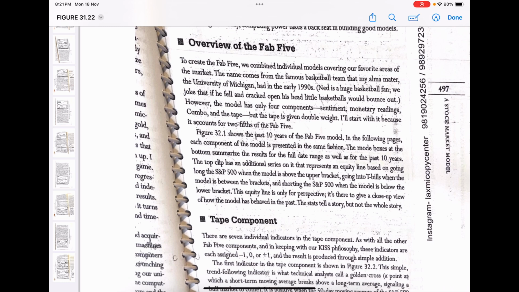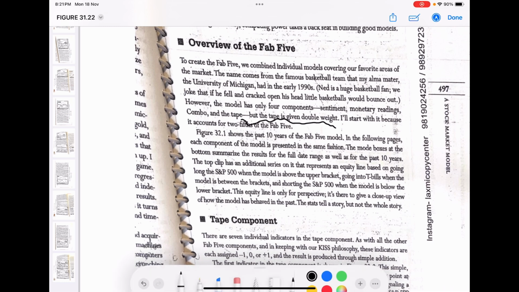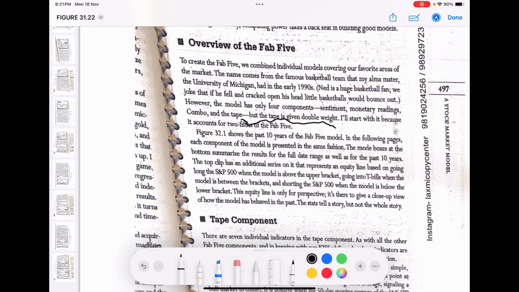The first thing is sentiment, the second thing is monetary readings, the third thing is combo, and the fourth is the tape. Sentiment, monetary readings, combo, and tape. Tape is given double weight. Keep that in mind. I start with it because it accounts for two-fifths of the Fab Five. What is two-fifths of the Fab Five? It is tape. Now let's see what tape really is.